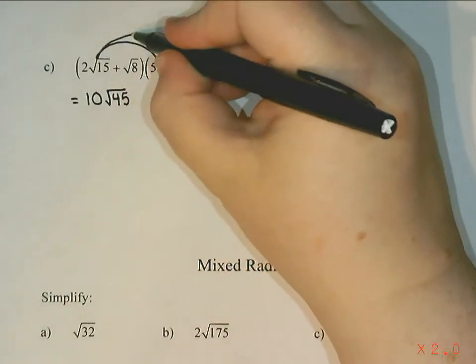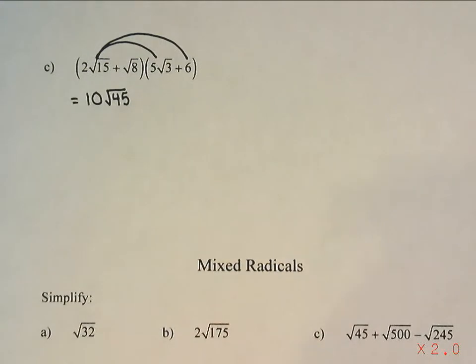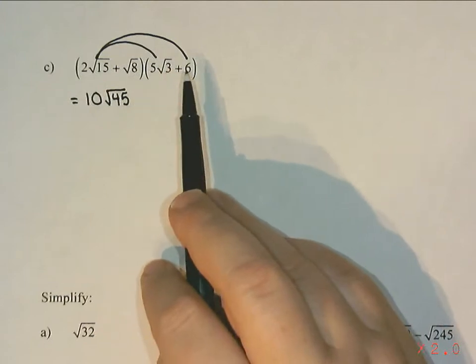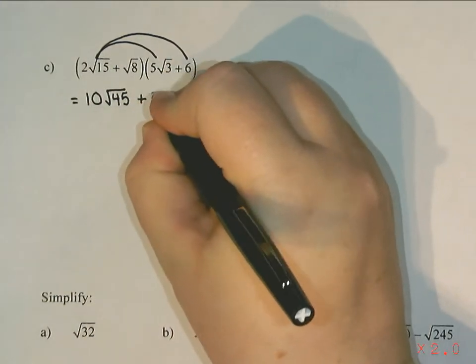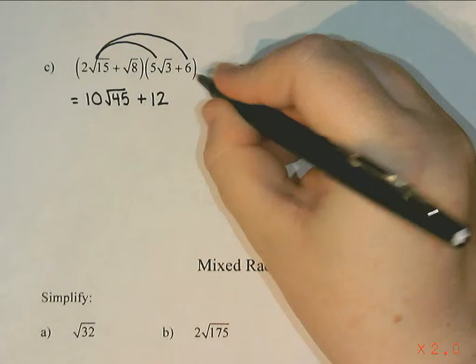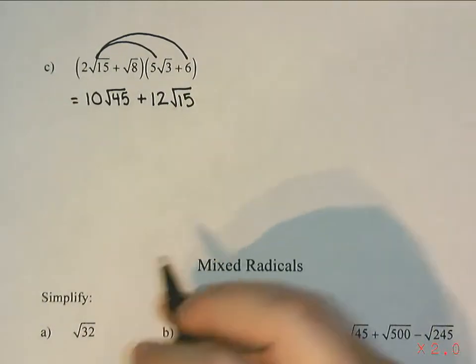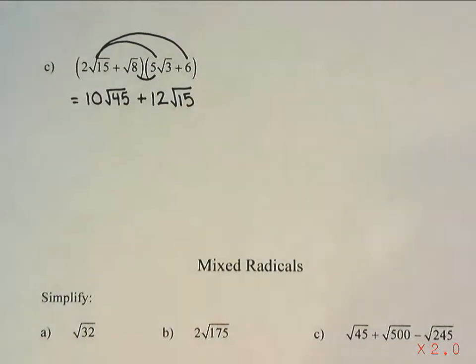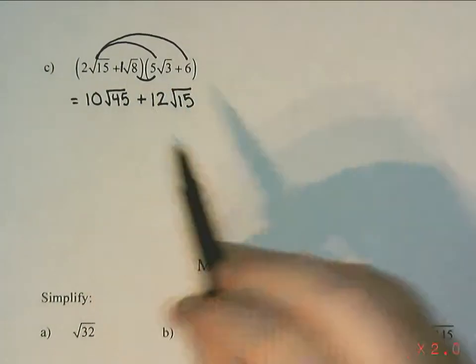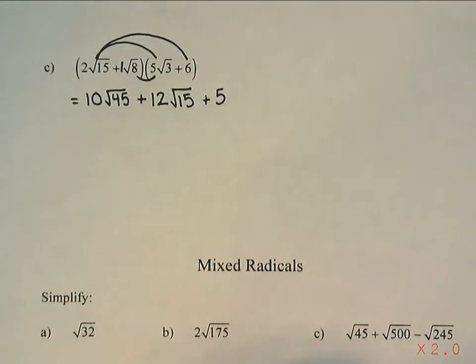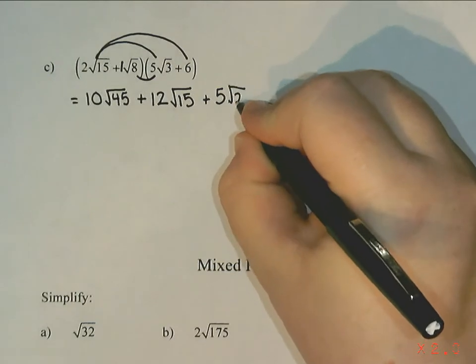Then we do our outsides. So 2 root 15 times 6. Now I notice there's no root part here, so I just do the coefficients. So 2 times 6 is 12, positive 12. And since this doesn't have a root, it's just going to be the square root of 15. Then we do our insides. So the square root of 8 times 5 root 3. Now that would really be a 1 times the square root of 8. So 1 times 5 is 5. And the square root of 8 times the square root of 3, that's going to give us the square root of 24.